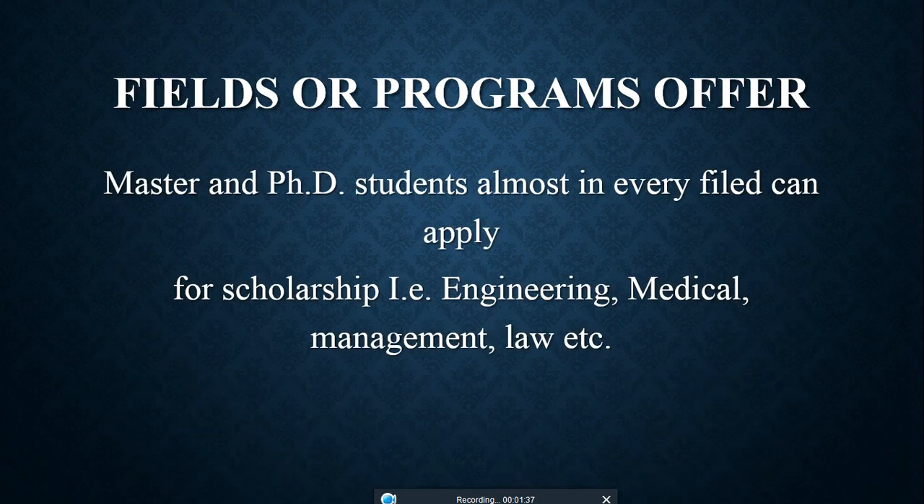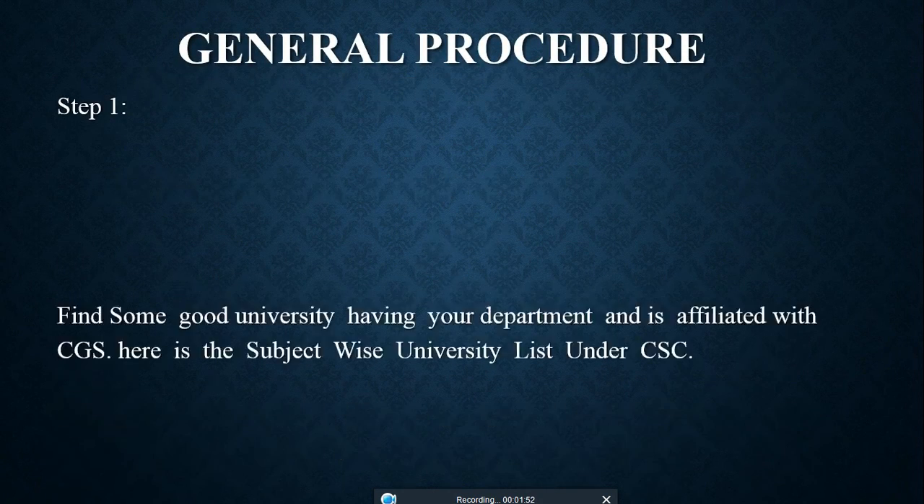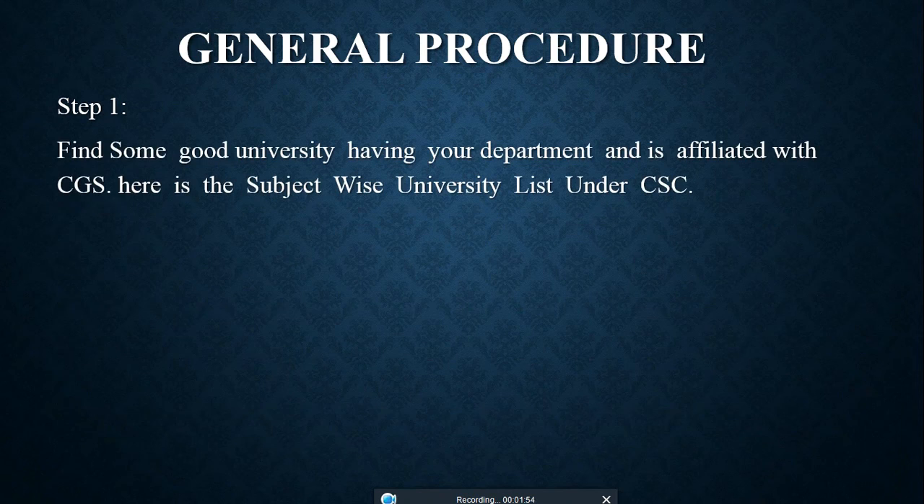Fields or programs. Almost all fields are offered in this program, for master and PhD as well as for bachelor: engineering, medicals, management, laws, social science and etc. General procedure to apply. Step 1. Find some good universities having your department and affiliated with CGS, meaning Chinese Government Scholarship.